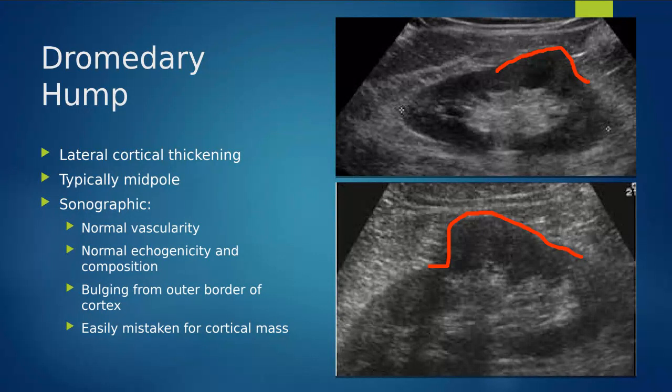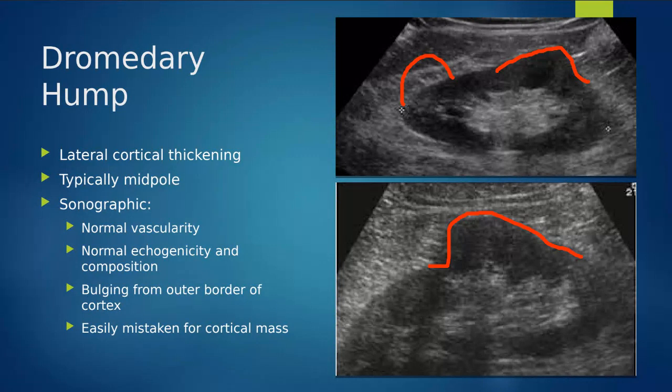So this is when we have lateral cortical thickening or an extension of that cortical tissue outward from the kidney. It's typically going to be in that mid portion of the kidney, so we're not really going to see a dromedary hump in the upper pole or the lower pole, mainly going to be in the mid pole. Like, you're not going to see a dromedary hump right here. So classically in that mid pole.